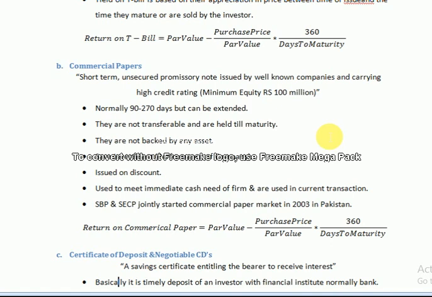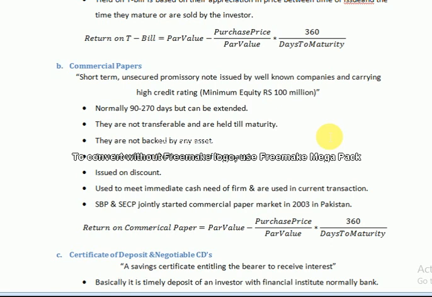Similarly, they are not transferable and are held till maturity. Ownership is not transferable. When anybody purchases it, they will keep those commercial papers till maturity, and their maturity is a maximum of up to 270 days. But yes, we also have the 3 months commercial paper, the 6 months and the 9 months commercial papers.